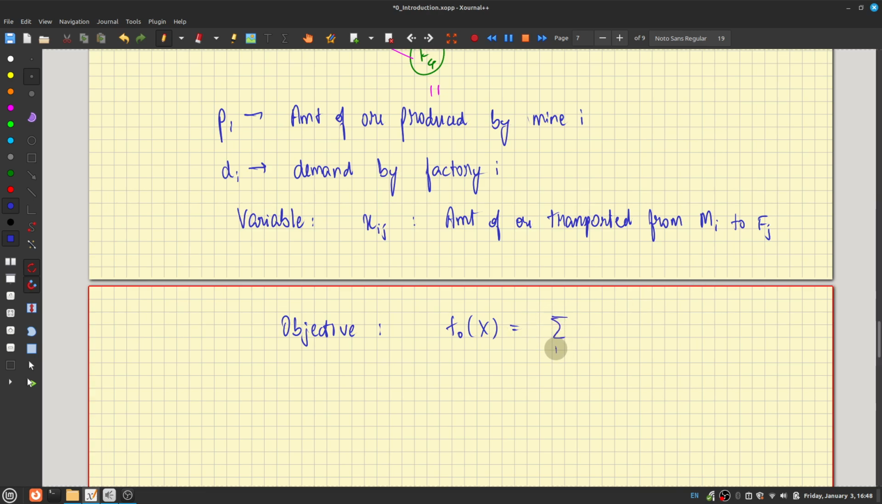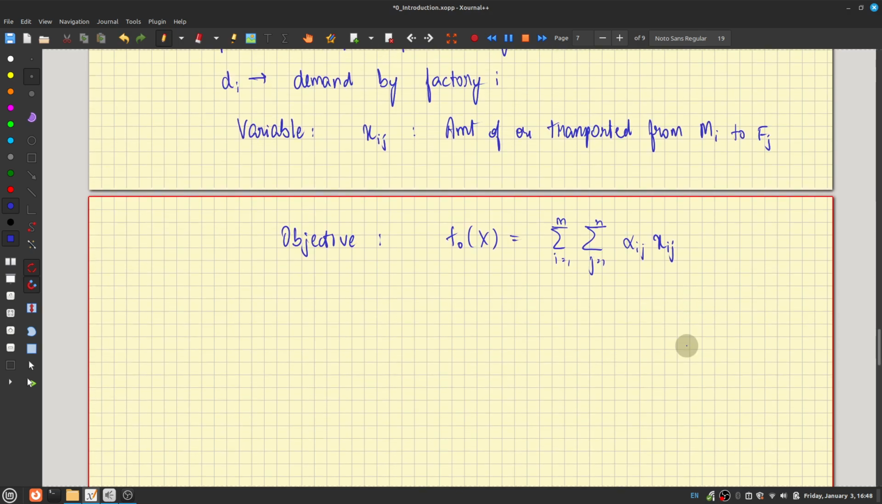Okay, great. So summation over all i equals 1 to m mines, j equals 1 to n factories, alpha ij times xij. So that could be my objective function. What else? Is this it? Or do I have any constraints? No, we don't have any such constraint, right?